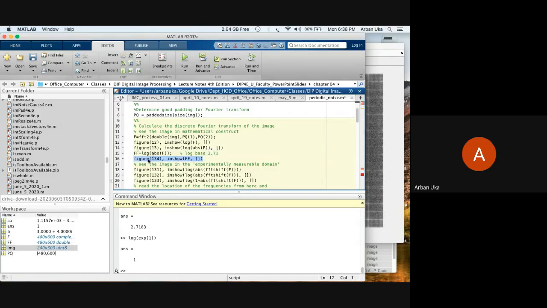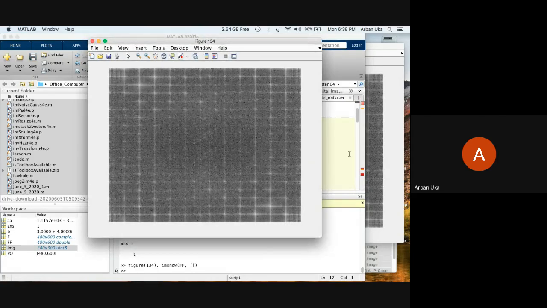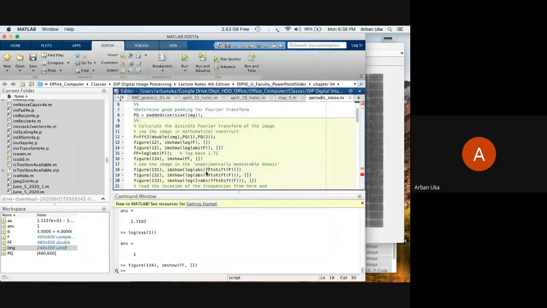And then in figure 134, we can plot a figure which looks pretty much the same as what we had before. Now, what we do is I put a note: this is the image in the mathematical construct. If you remember, in the previous session, we mentioned that whenever we calculate the Fourier transform, the first domain we call the mathematical construct. It's all complex numbers. But now let's have a look at what the image looks like in the experimentally measurable domain, or experimental construct. All of these are expected to be equivalent.